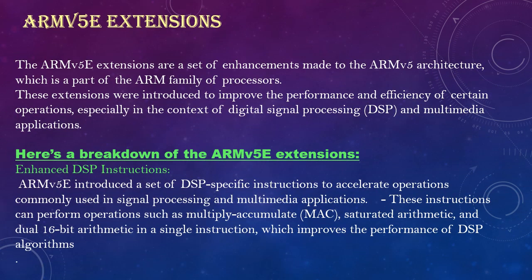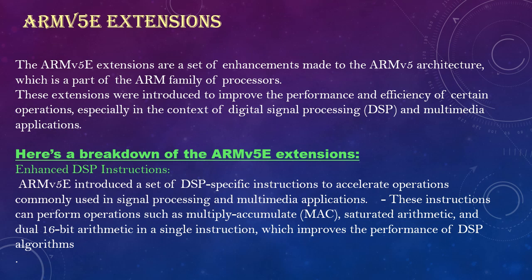So here's a breakdown. ARM v5E extensions are a set of enhancements made to the ARM v5 architecture, which is part of the ARM family of processors. These extensions were introduced to improve the performance and efficiency of certain operations, especially in the context of digital signal processing (DSP) and multimedia applications. These ARM v5E extensions are made typically for digital signal processing and multimedia applications. Here's a breakdown of the ARM v5E extensions.